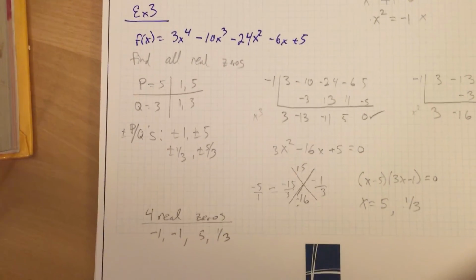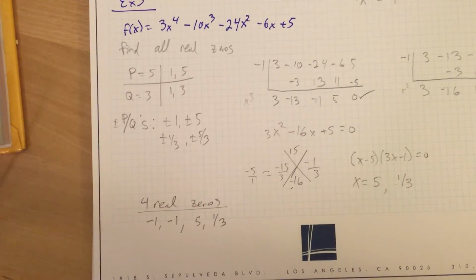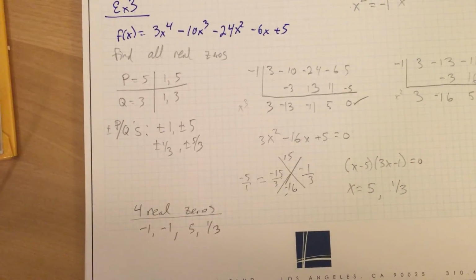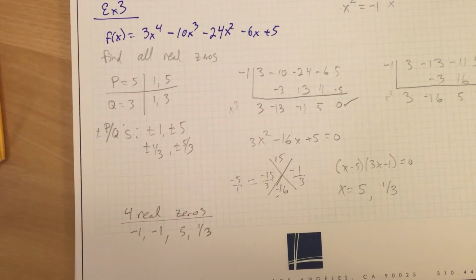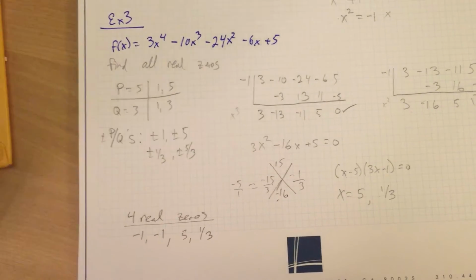What's actually happening at the negative 1 if we graphed it? There would be a bounce, right? Nothing else is happening at the 5 or the 1/3. It's just a fraction, okay? Or they're just going straight through, okay?